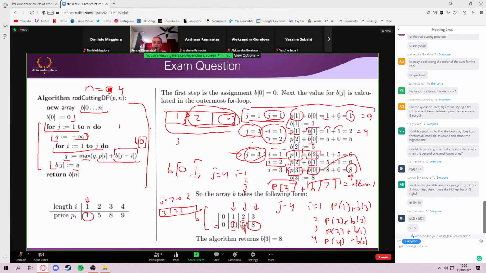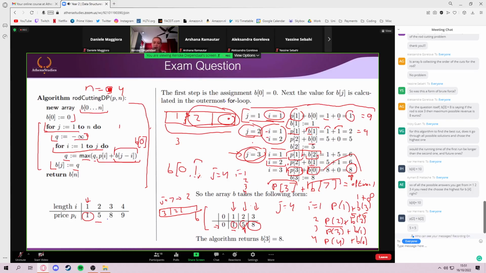Okay, and then we know b1 is going to be, I'm running out of space. Okay, so this is 1 plus b3, which we know is 8. So we have 1 plus 8 is 9. And then we have b2, which you know is 5, and b2, which is also 5. So you get 5 plus 5 is 10.